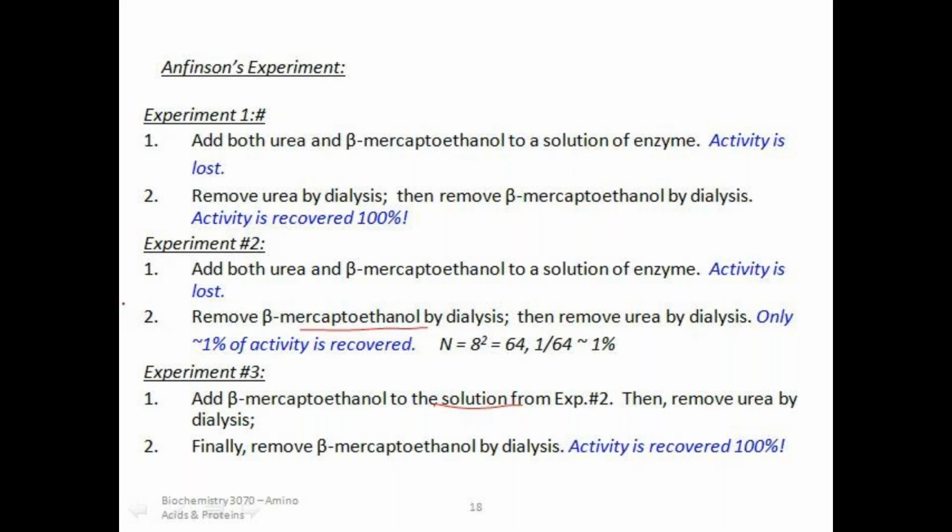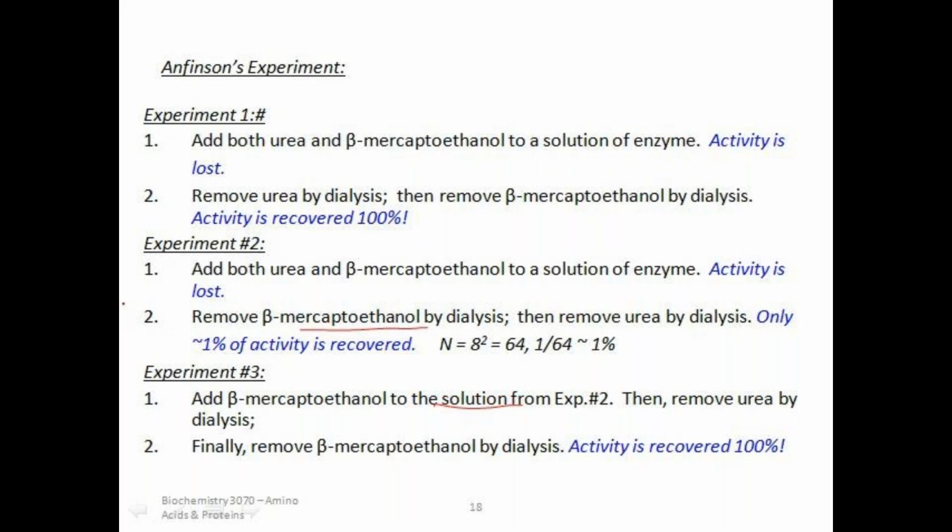That means the components that are required for breaking the bonds, urea and beta mercaptoethanol, are removed. When they are removed, the three-dimensional configuration is restored. That means the activity of that particular enzyme is regained.